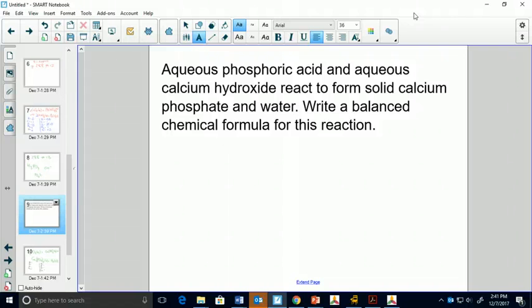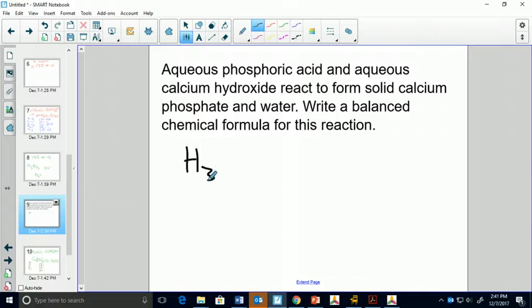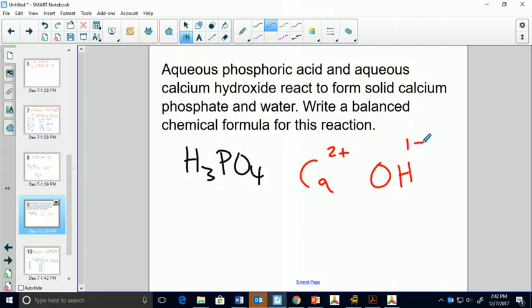So phosphoric acid is H3PO4. That's something you'd have to look up. Phosphoric acid being the phosphate ion, which is a 3- that has 3 of these acidic hydrogens in front of it. We'll learn more about that in the future. Aqueous calcium hydroxide. Calcium is a 2+. Hydroxide is a 1- polyatomic ion.